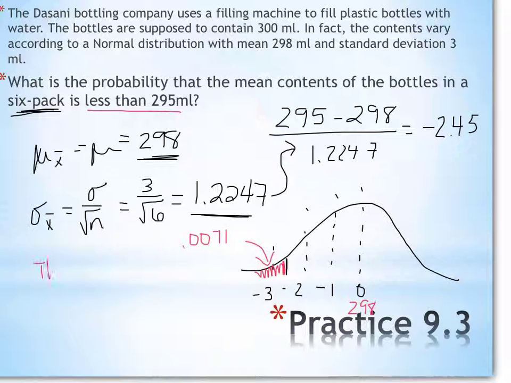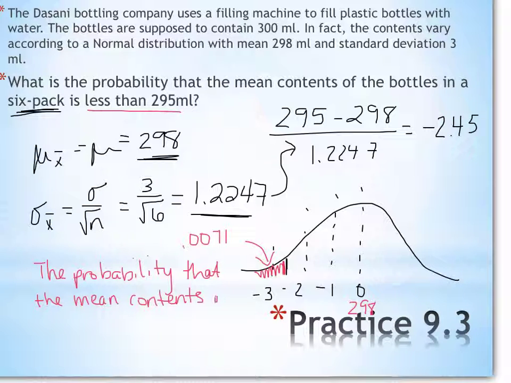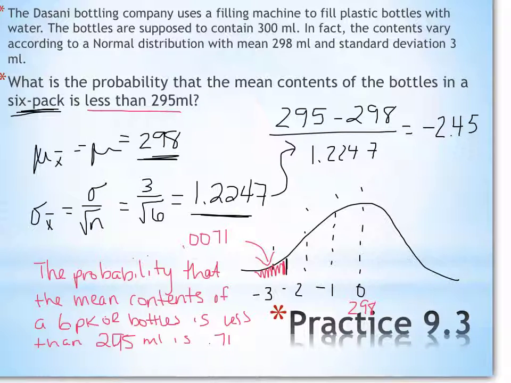So, the probability that the mean contents of a 6-pack of water bottles is less than 295 milliliters is 0.71%, very small.